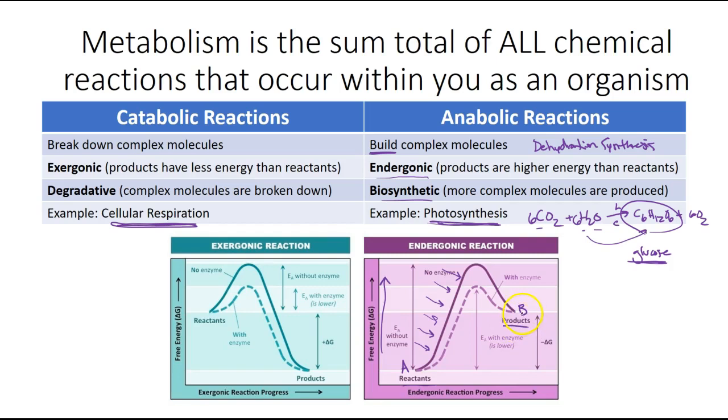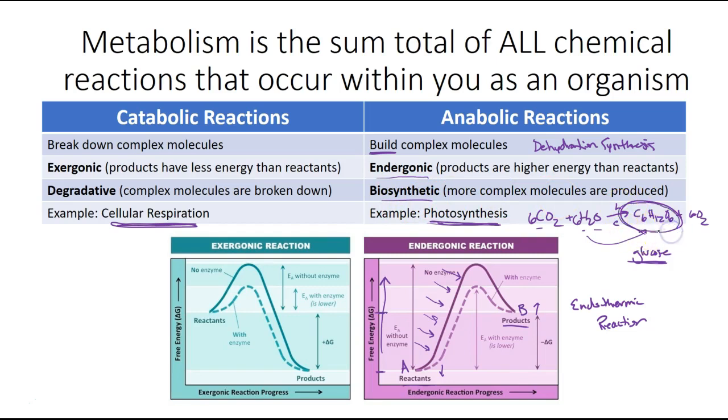Where these products end in relation to where the reactants started is higher on this free energy axis, and so we know that the products are higher energy than the reactants, and therefore that is an endergonic reaction, also called an endothermic reaction. Okay, another name: endothermic or endergonic reaction. An example of this would be biosynthetic, so more complex molecules are produced.